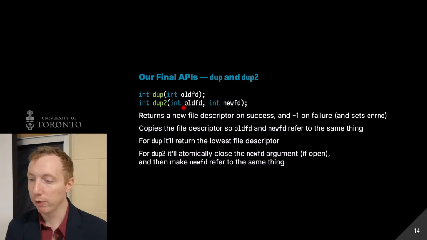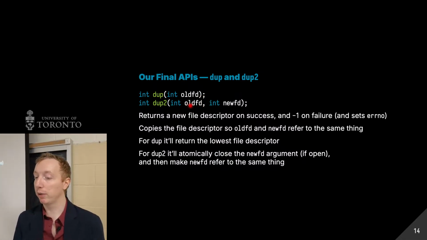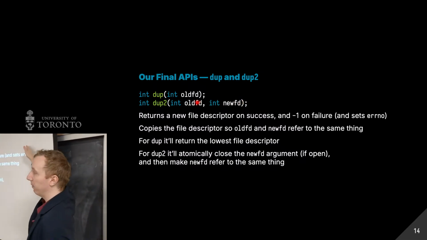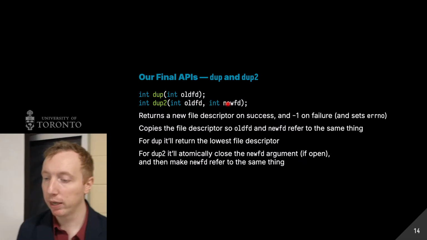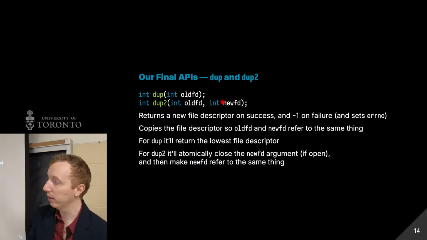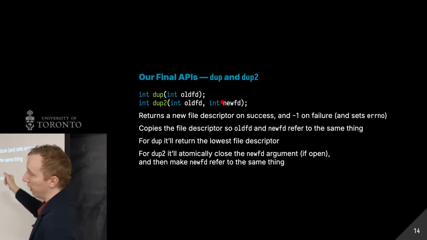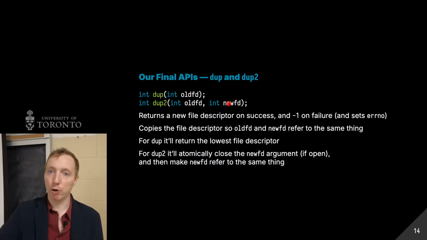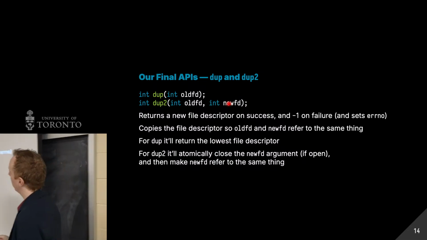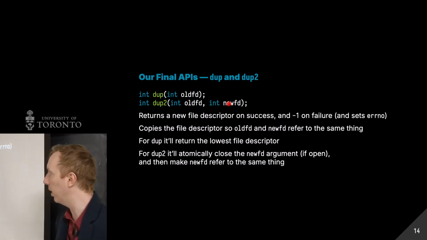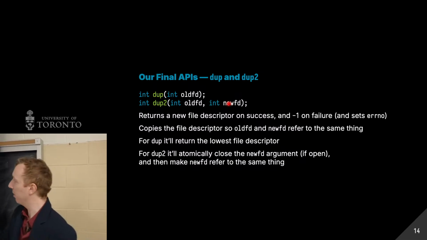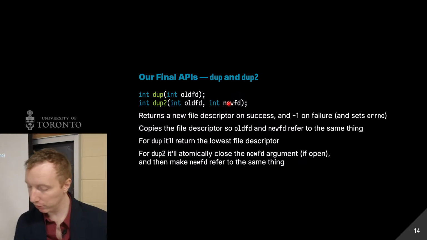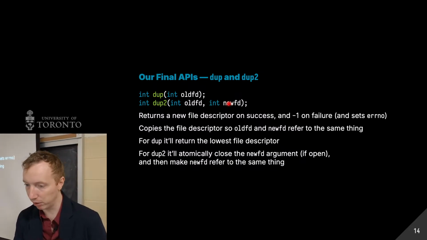For dup2, you give it 2 arguments, old FD and new FD, and it will not modify what old FD points to, and it will make this number that you can specify point to whatever old FD points to. And if this second argument, new FD, is already open pointing to some valid resource, it will automatically close it for us as well. So we can essentially just make FD refer to a certain file descriptor if we want to, which will be useful because we want to communicate between different processes.